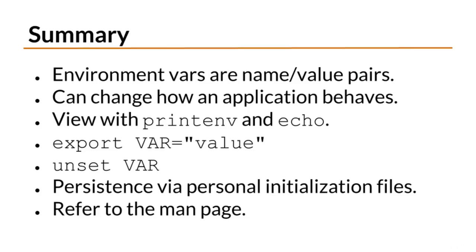In this lesson, you learned that environment variables are name-value pairs that can affect the behavior of an application. You also learned how to view your environment with the printenv and echo commands. Additionally, you learned how to create or update environment variables using the export syntax. We talked about removing variables from your environment with the unset command. Next, you learned how to make environment variables and their values persist between sessions. Finally, we talked about how you can find what environment variables a given program uses by looking at its man page.